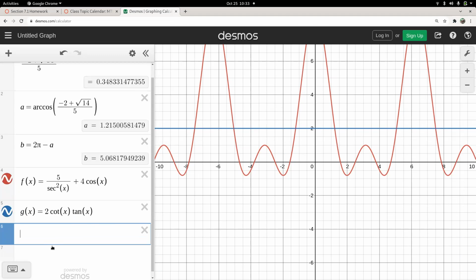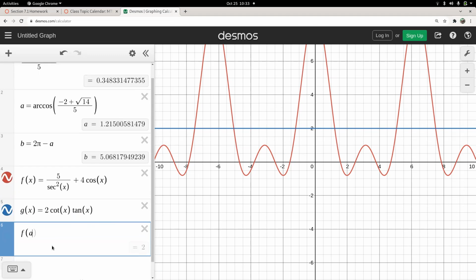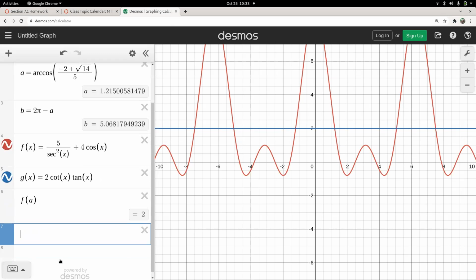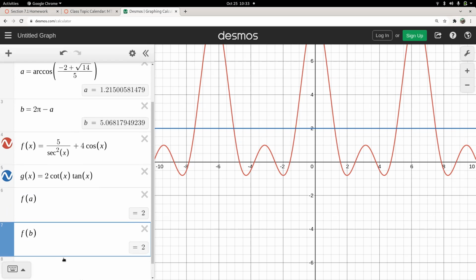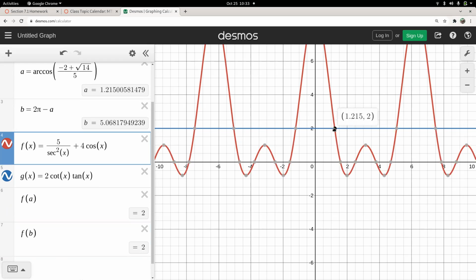And so one of my solutions should be f of a, and f of a better be 2, because that's what the right side is. And then the other solution should have been f of b, that 5.07-ish. And it is. So I just found this point here. That's my A solution. And this one right here is my B solution within 0 to 2 pi.